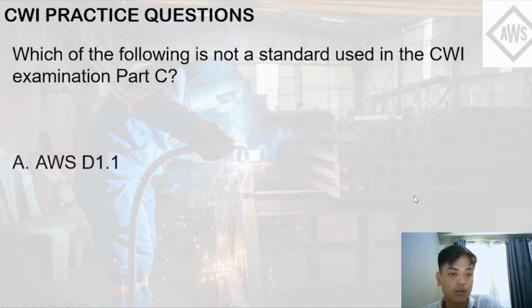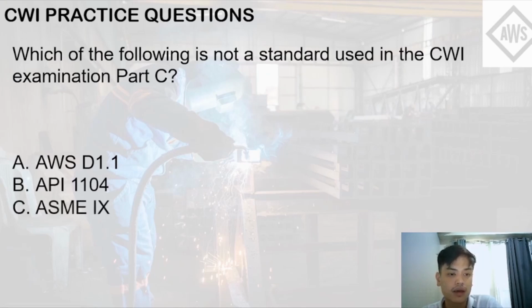So, A. AWS D1.1, B. API 1104, C. ASME 9, D. API 610. So, AWS D1.1, as I've talked about earlier, is the structural code for steel. API 1104 is the welding of pipelines and related facilities. ASME 9 is welding and brazing procedure qualifications. But basically, AWS D1.1 also has a pre-qualification of welding procedure specification. And letter D, API 610, is for centrifugal pumps for petroleum and petrochemical industries.